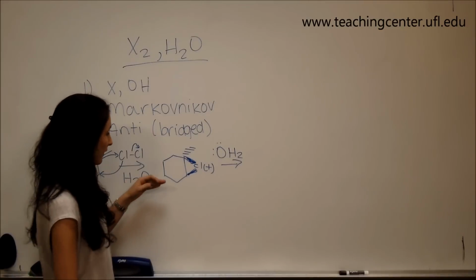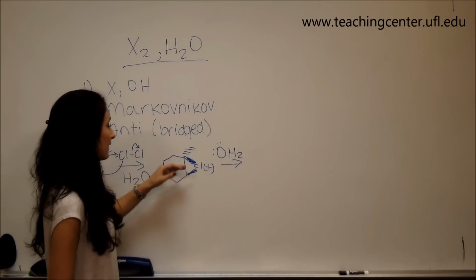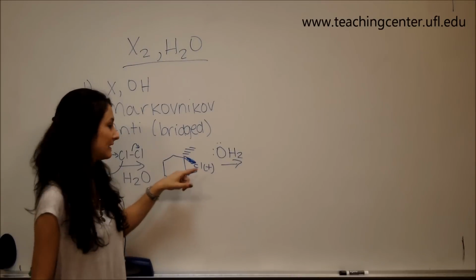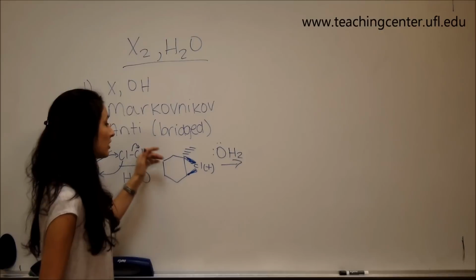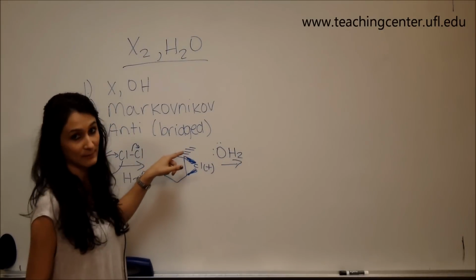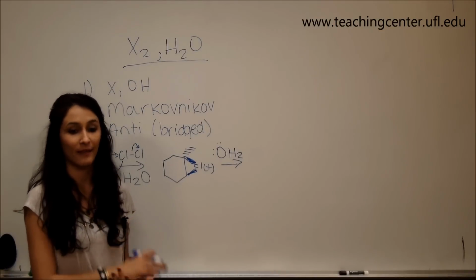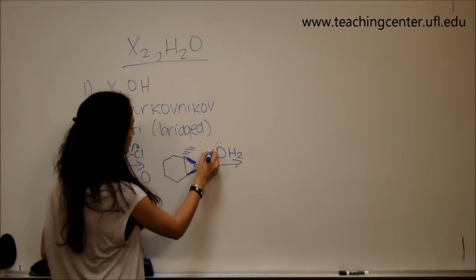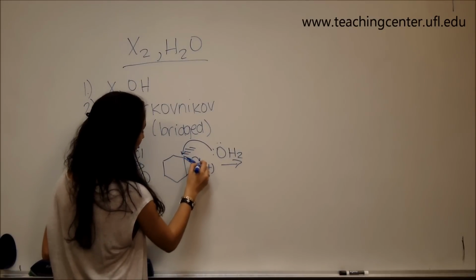Remember how I said before that the carbon that's less substituted is going to basically be taking more of the electron density from this chlorine bond than this carbon would be taking. So that basically frees up the ability for this water to attack the more substituted carbon, just like the Cl- attacked the more substituted carbon in the last example. So this OH2 is going to attack this carbon, and it's going to break this bond.